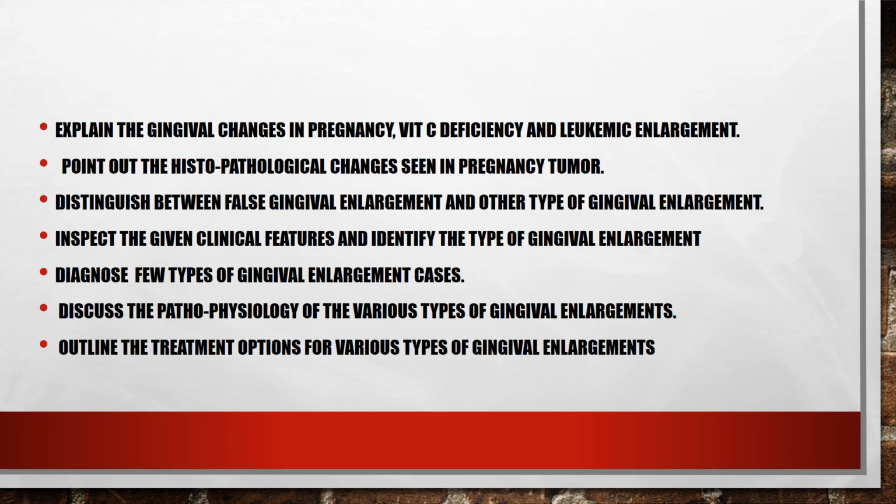Explain the gingival changes in pregnancy, vitamin C deficiency, and leukemic enlargement. Point out the histopathological changes seen in pregnancy tumor. Distinguish between fold gingival enlargement and other types of gingival enlargement. Inspect the given clinical features and identify the type of gingival enlargement. Diagnose few types of gingival enlargement cases. Discuss the pathophysiology of the various types of gingival enlargements. Outline the treatment options for various types of gingival enlargements.